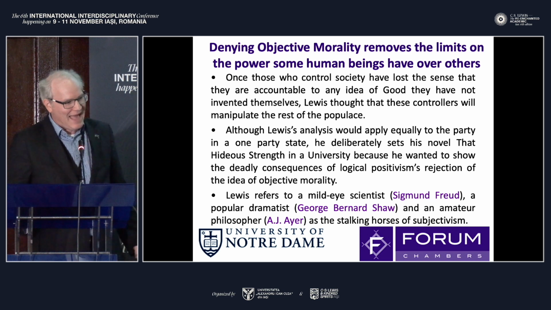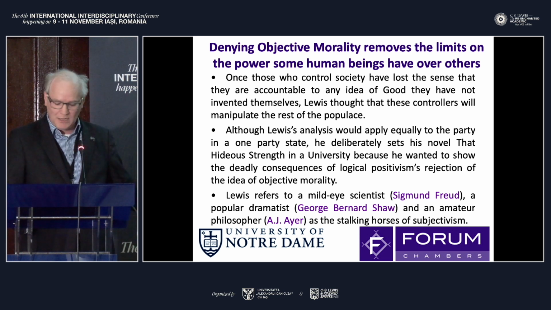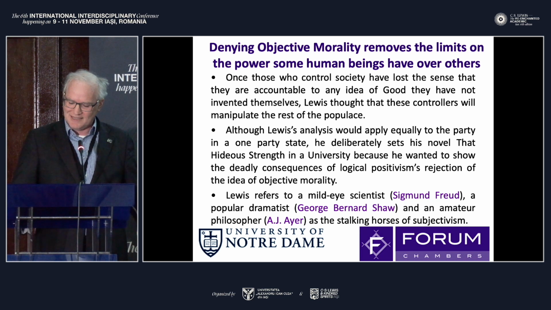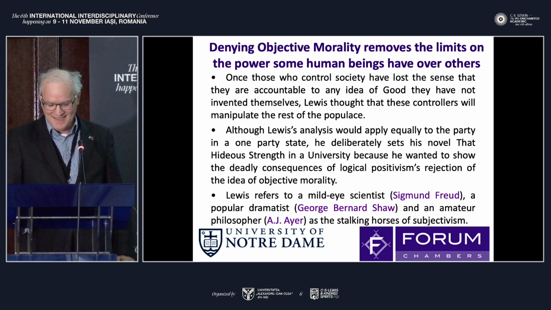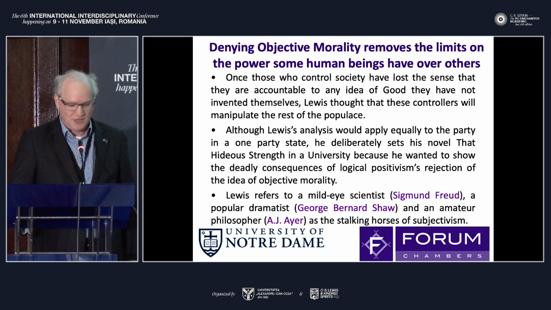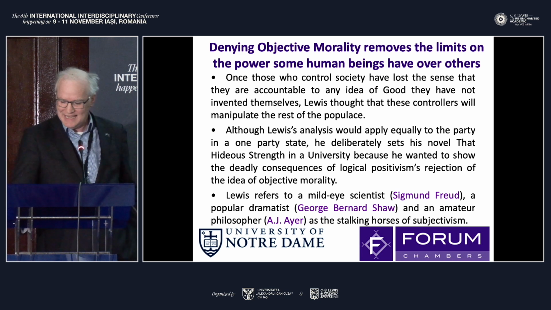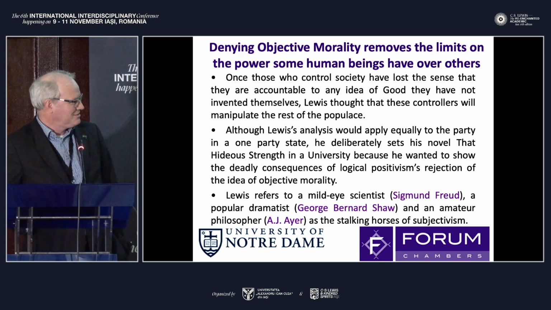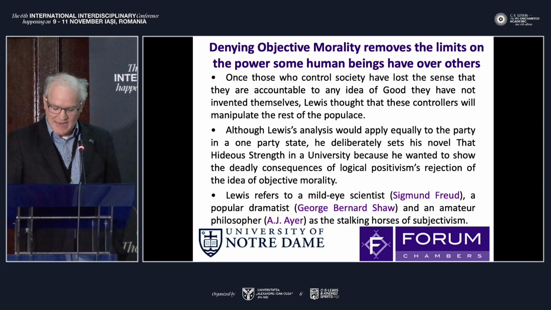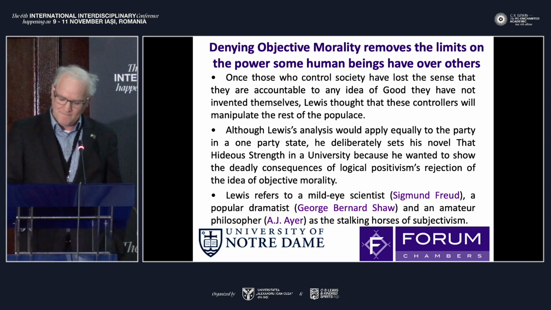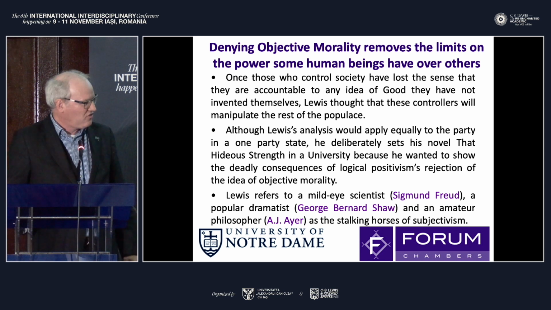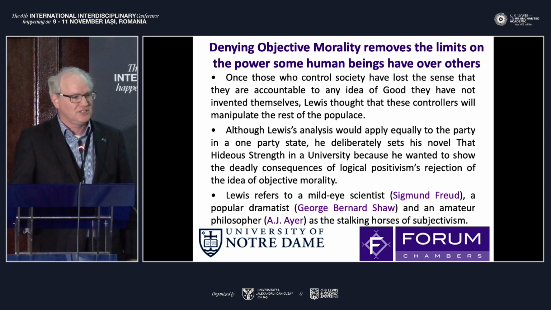In The Abolition of Man, he's too polite to name them, but he gives us the mild-eyed scientist, the popular dramatist, and the amateur philosopher as the stalking horses for the abolition of objective morality. And A.N. Wilson, in his biography of C.S. Lewis, says, well, this is Sigmund Freud, the scientist, George Bernard Shaw, the dramatist, A.J. Ayer, the philosopher. If he were writing today, he'd add the CEO of the multinational company, or the technology guru armed with science, but not driven by any philosophy of human nature or societal good.